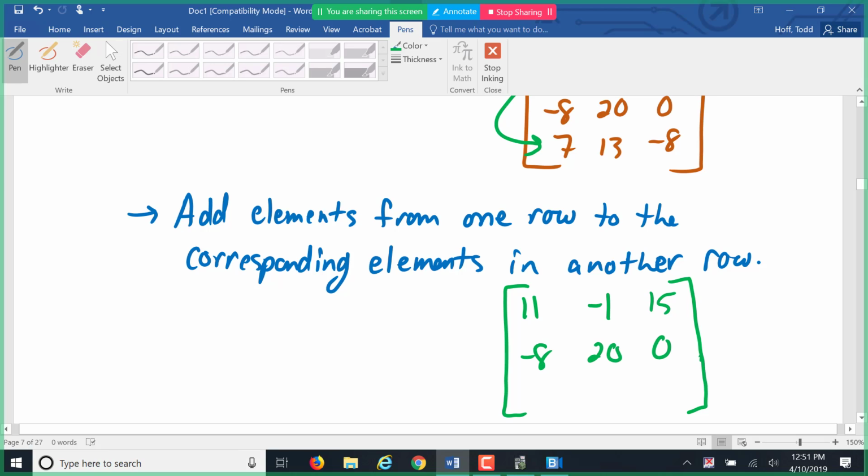But I'm going to add all the elements in row 1 to row 3, and I'm going to put them in there. So 7 gets the 11 from row 1 added to it. That makes 18. 13 gets the -1 from the first row added to it to make 12. -8 gets the 15 from row 1 added to it to make 7. That's an equivalent matrix.